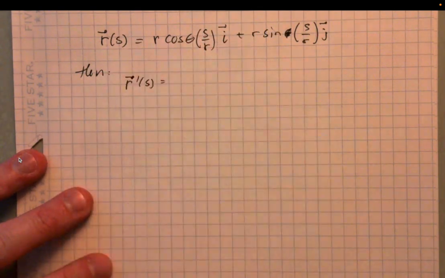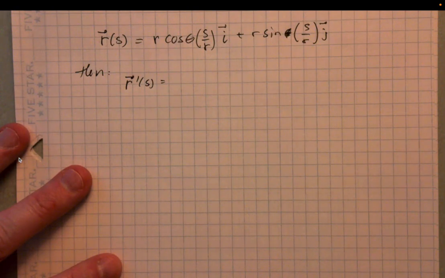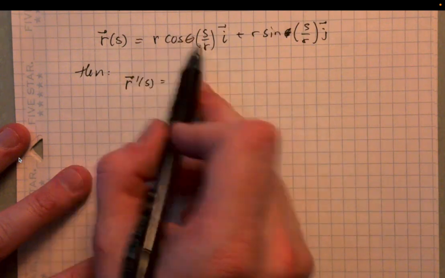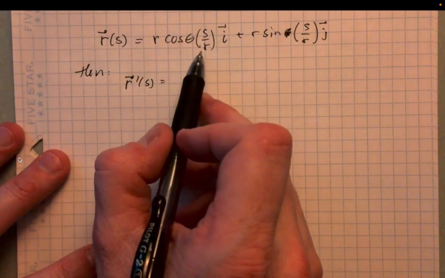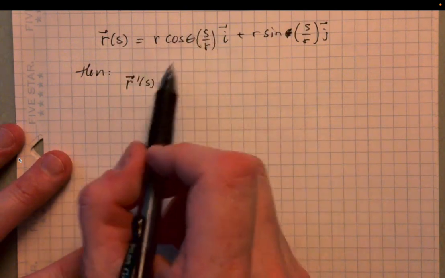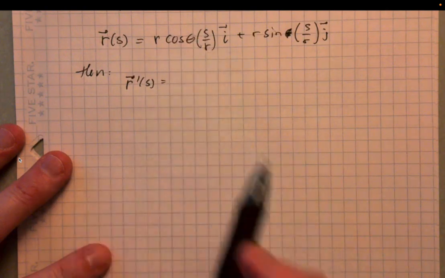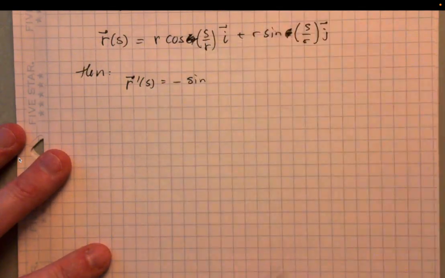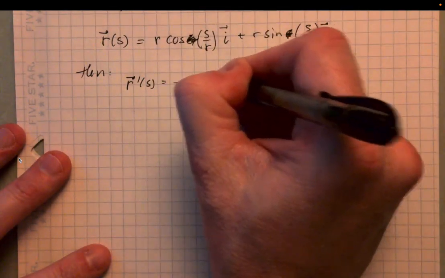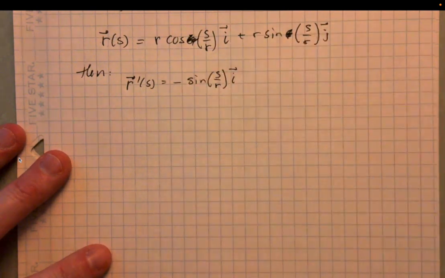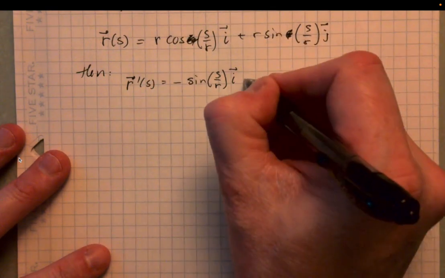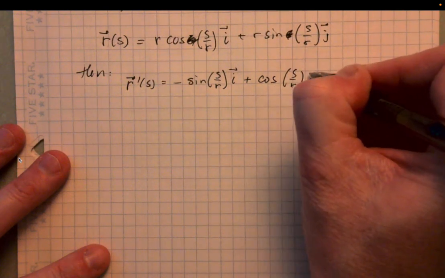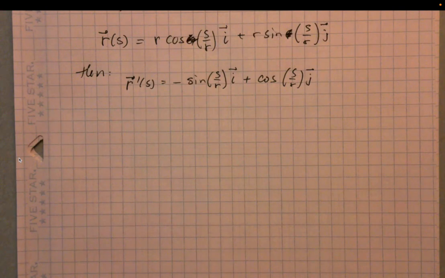R prime of s is equal to what? Remember, r is just a constant, so we'll have to use the chain rule here. S is a variable, r is a constant, and this r will end up canceling with the r out here. So what we'll get is negative sine of s over r times i. And the same thing happens when we differentiate this: it becomes cosine of s over r times j.